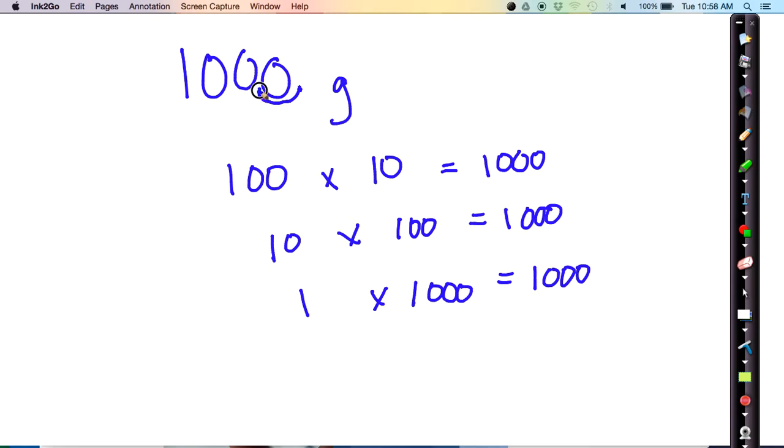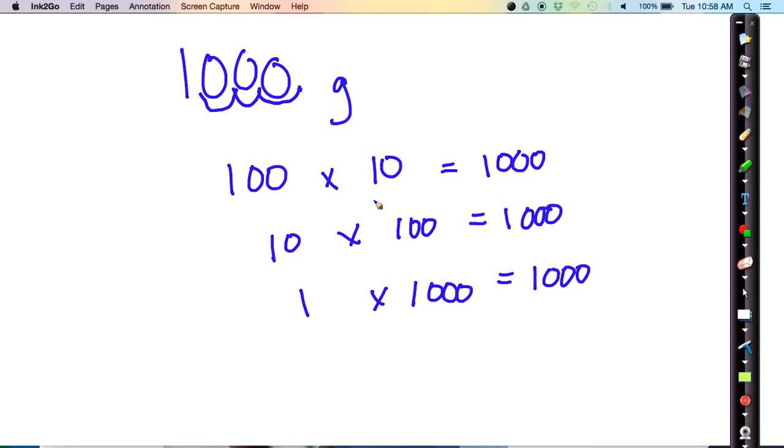If I move the decimal place 2 positions to the left, I now have 10 multiplied by 10 times 10, 10 to the second power, to get 1,000. And if I move the decimal 3 places to the left, I now have to multiply by 10 times 10 times 10, or 1,000, to get 1,000. 1 times 1,000 is 1,000.